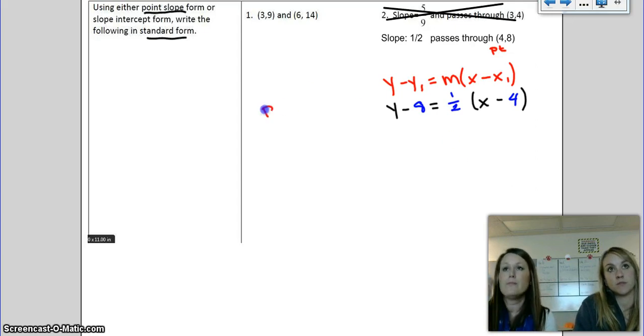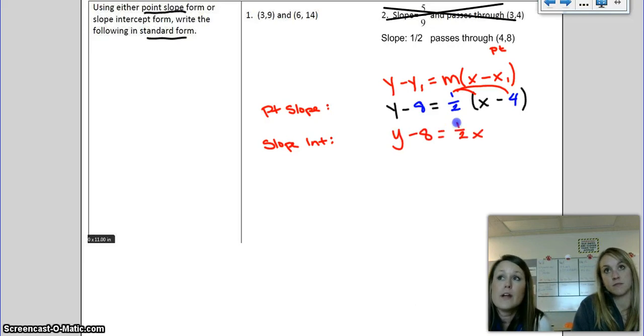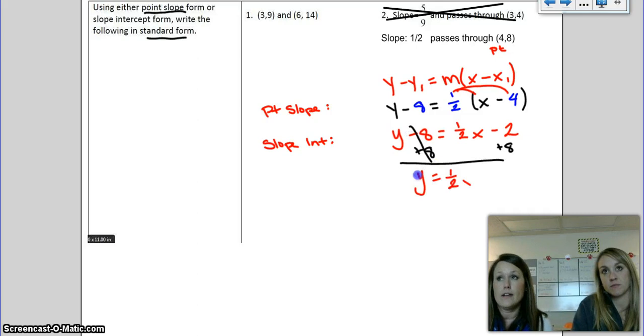Okay, so there's point slope form. Now we're going to take it to slope intercept form, by distributing and getting y by itself. So 1/2 x, nothing happens to y minus 8. 1/2 x, and then half of 4 is 2. And then now we have to get y by itself, right? So add 8, because I'm doing the opposite operation. So I have y equals 1/2 x plus 6.